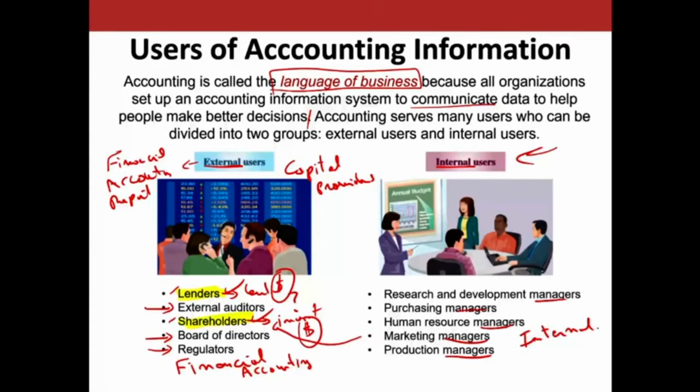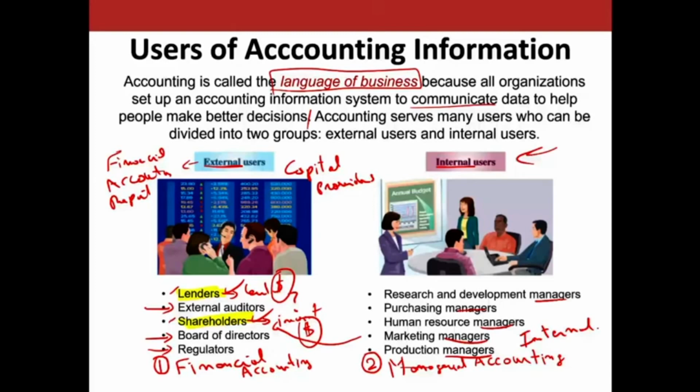Now, the discipline of preparing reports for internal users is called managerial accounting, versus financial accounting. If you are a business student or an accounting student, you'll take financial accounting first as a course and then you'll take managerial accounting. So it has its own discipline. Managerial accounting is the discipline of preparing reports for internal users to make better decisions. But those users are internal to the company.